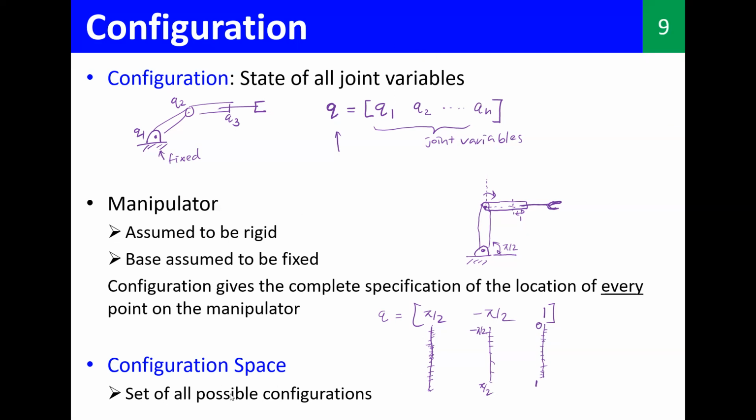The set of all these possible configurations, there can be a lot of combinations. All these combinations are what we call the configuration space. For each configuration, the manipulator will end up in whatever shape.